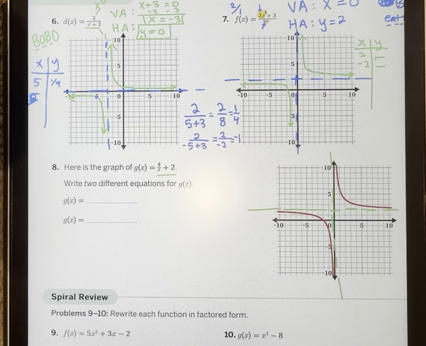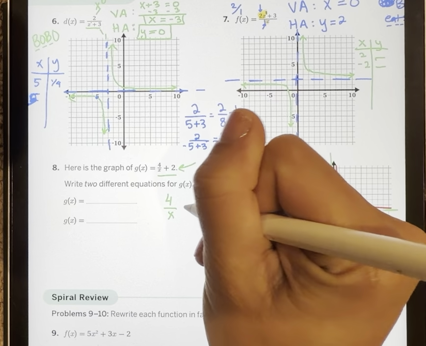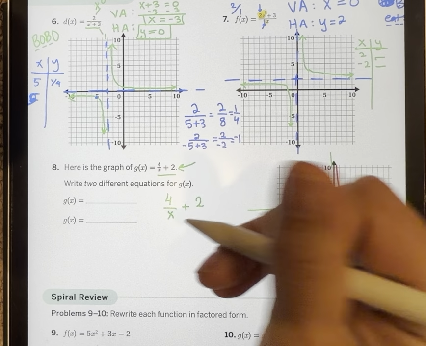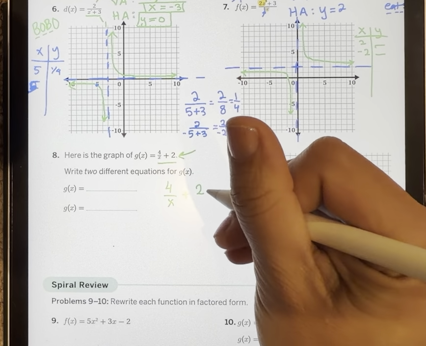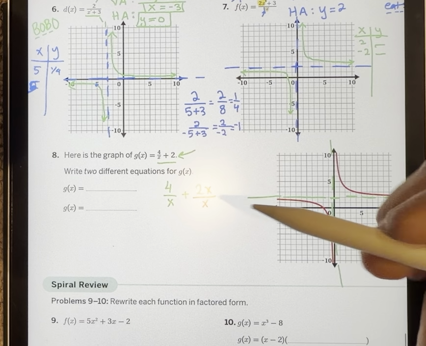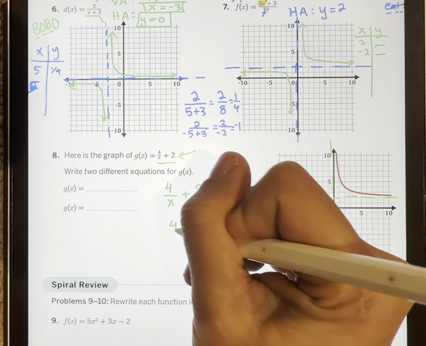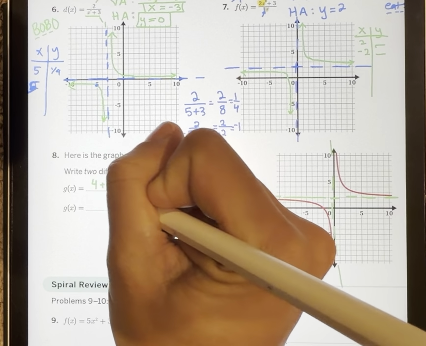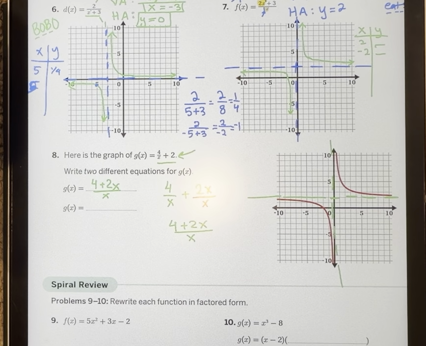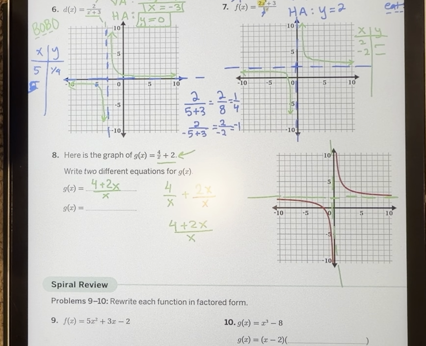I can write equivalent equations, like I can mess with this. I can take 4 over x plus 2, and I can maybe get a common denominator so I can add these, okay? So that would entail me multiplying this by x over x to get a common denominator of x between them. And then this would become 4 plus 2x over x. So here we go, 4 plus 2x over x. The problem with this is, you guys, that it's not different. This is the same equation in a different form. So I'm a little bit unsure. Is that what they mean?